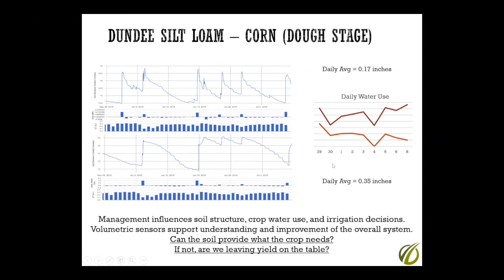And so where I believe that leads us, especially with these volumetric sensors, is it allows us to really look at how management influences soil structure, crop water use, and also irrigation decisions. But for me, it really helps us understand what's going on beneath the soil surface, things that we can't see. It's really a window to the underground world, and it allows us to ask the question: is the soil providing what it needs, or are we leaving yield on the table? And are there areas for improvement?